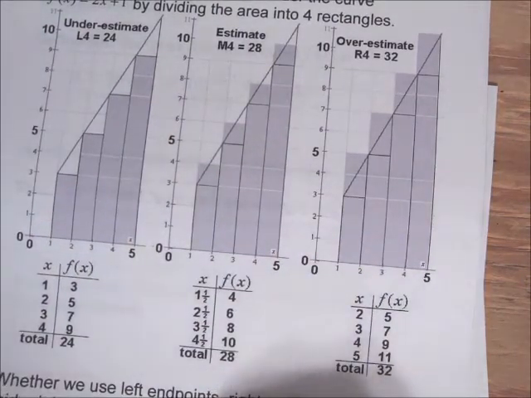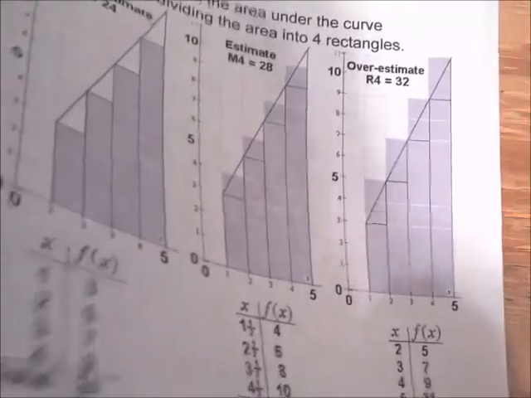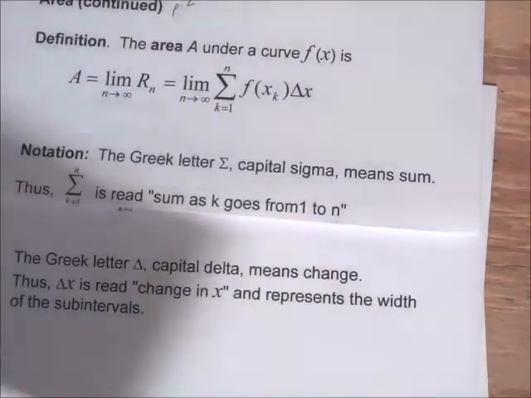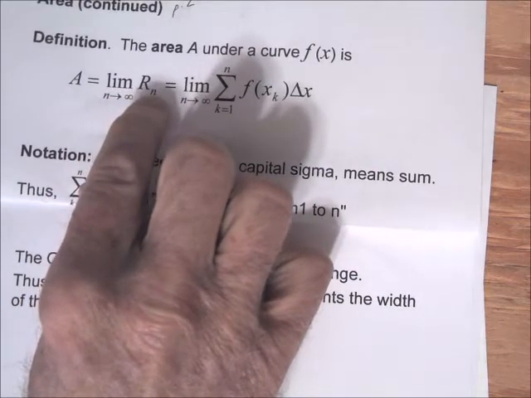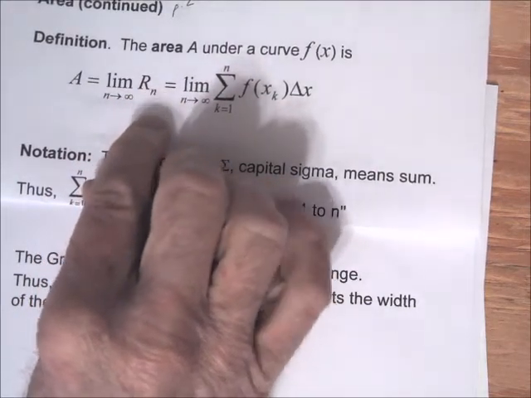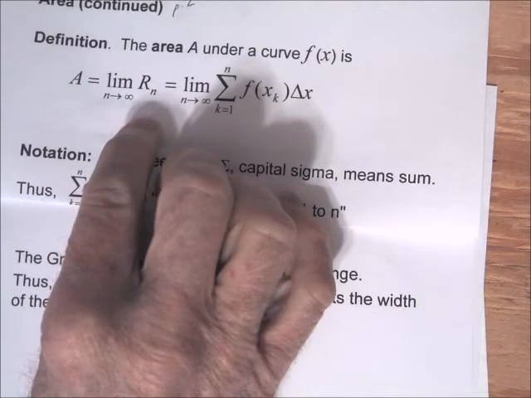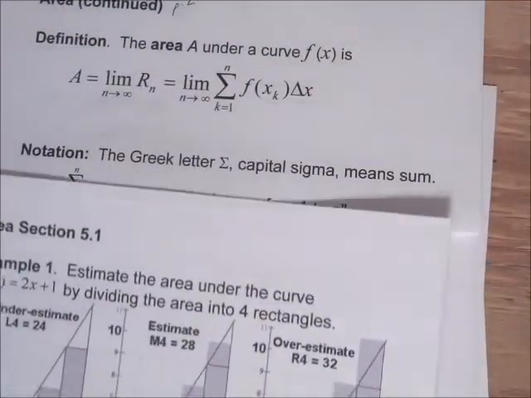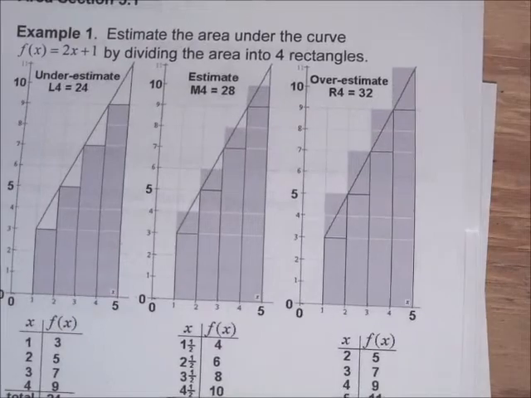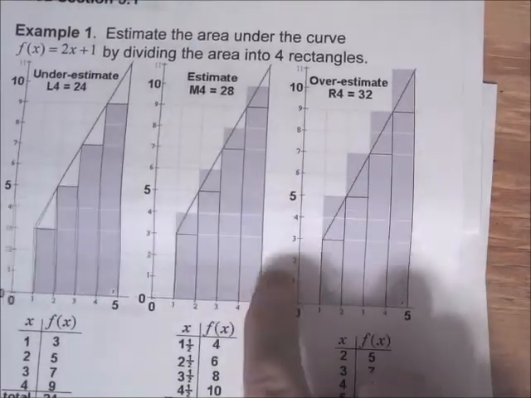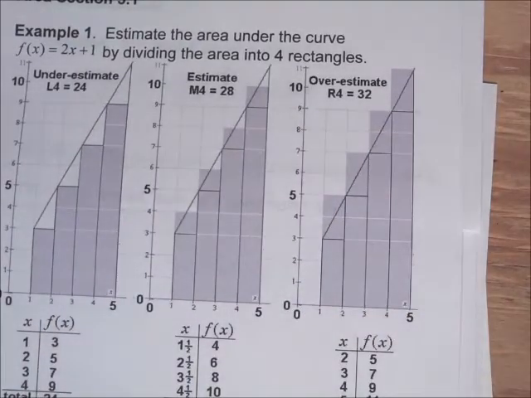So what we want to do is take the limit as the number of rectangles goes to infinity. So the limit as n goes to infinity of R sub n. R sub n, we're going to use that to denote right endpoints, or you can think of it as a Riemann sum. These are known as Riemann sums.